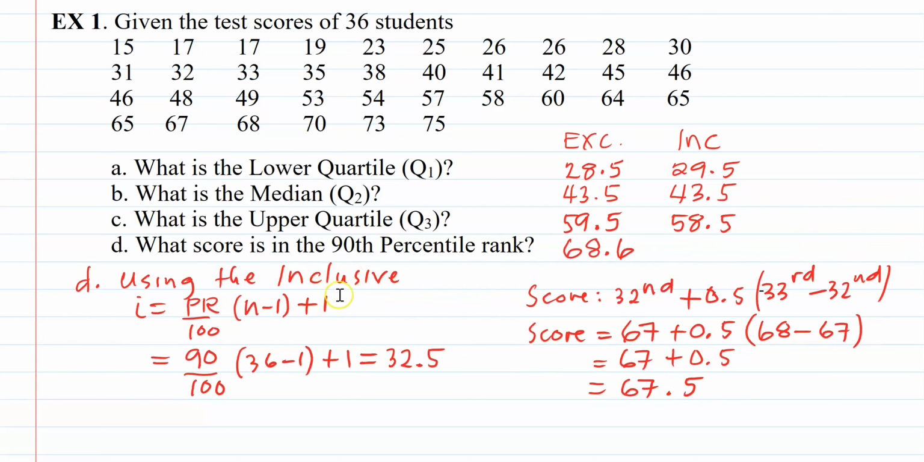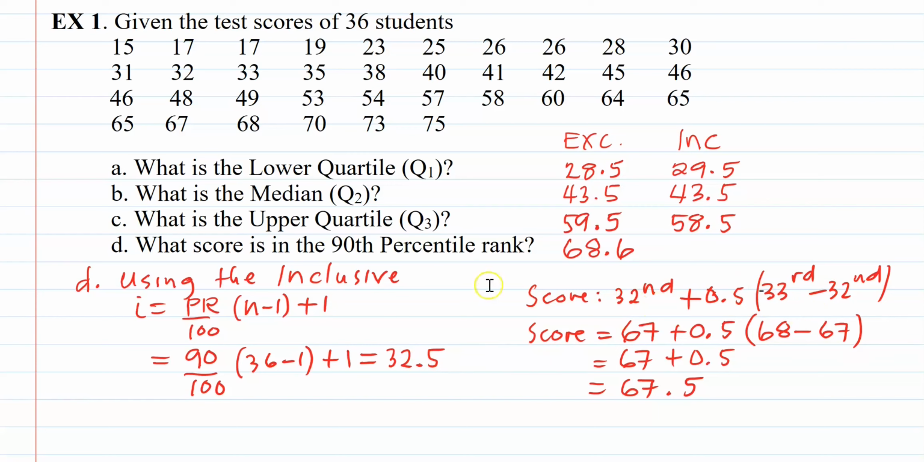Now using the inclusive method to determine the score on the 90th percentile rank, our position number I is PR over 100 times n minus 1 plus 1. And our PR for the 90th percentile rank is 90. So 90 over 100 times 36 minus 1 plus 1. And this will give us 32.5. So the score on the 90th percentile rank will be located on the 32nd position plus 0.5 of the difference between the 33rd position and the 32nd position.